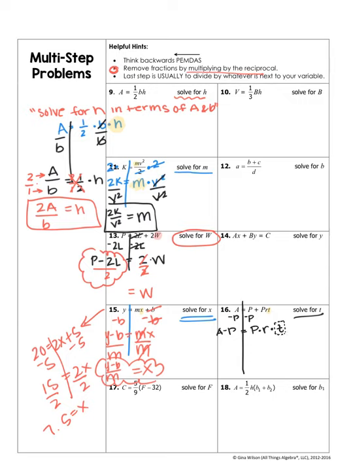Well, those are all being multiplied, and I want to get this t by itself. And to undo multiplication, I just divide. So I'm going to divide both sides by pr. The p's cancel, the r's cancel, and I'm left with just t. So this is my answer, a minus p all over pr.